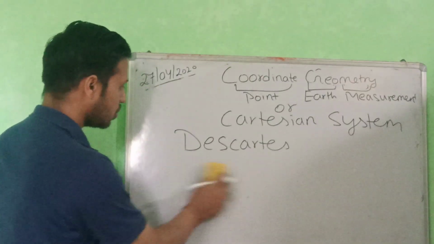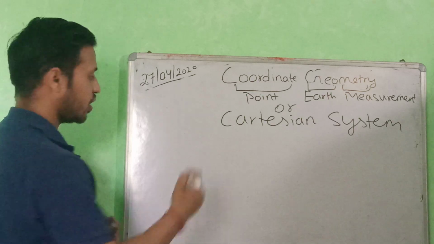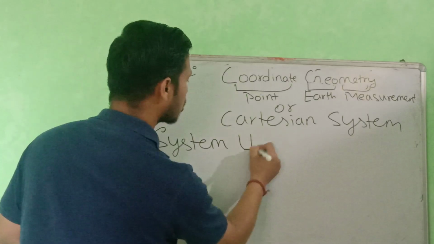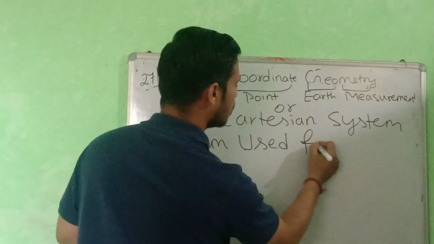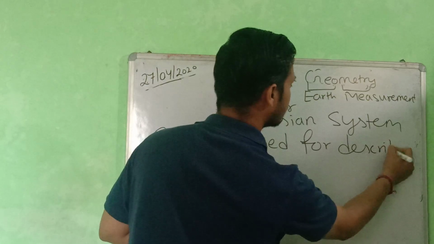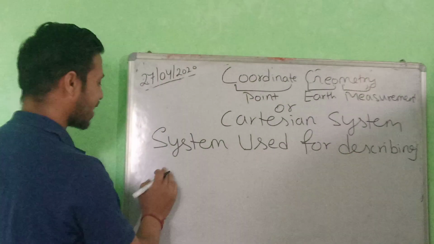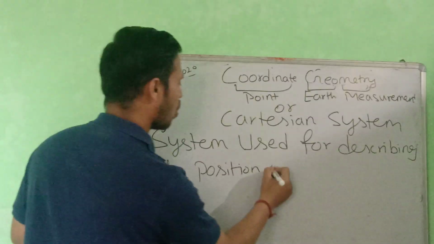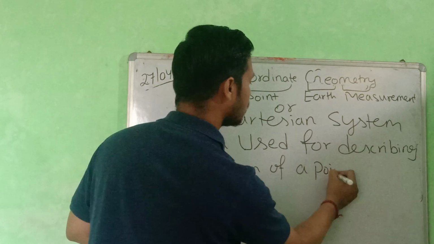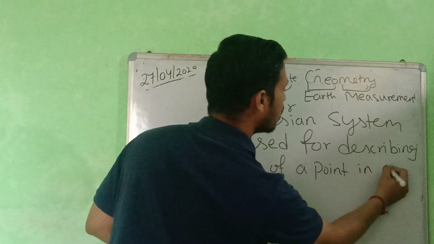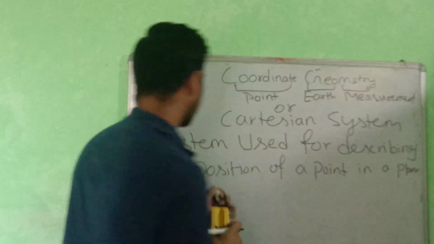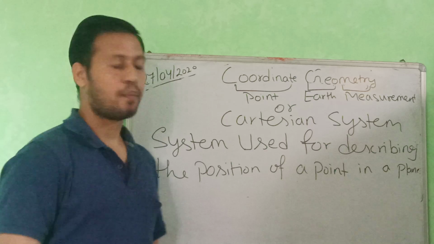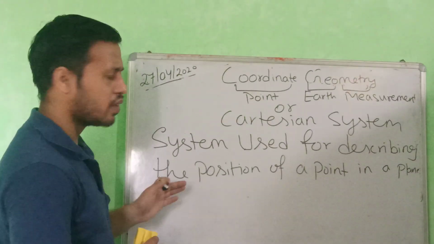Now, the definition of coordinate geometry: a system used for describing the position of a point in a plane. So we will solve this.